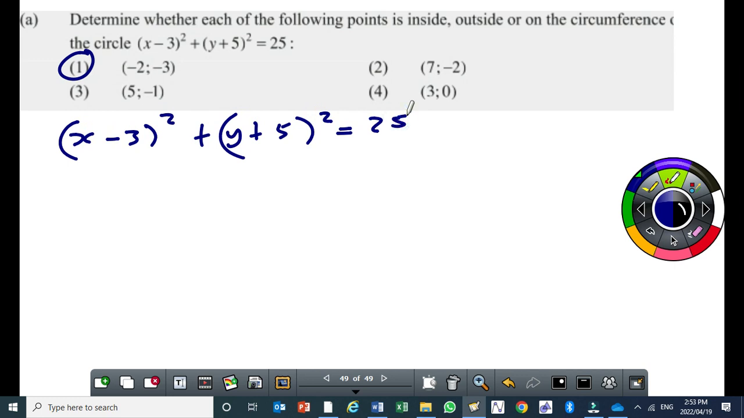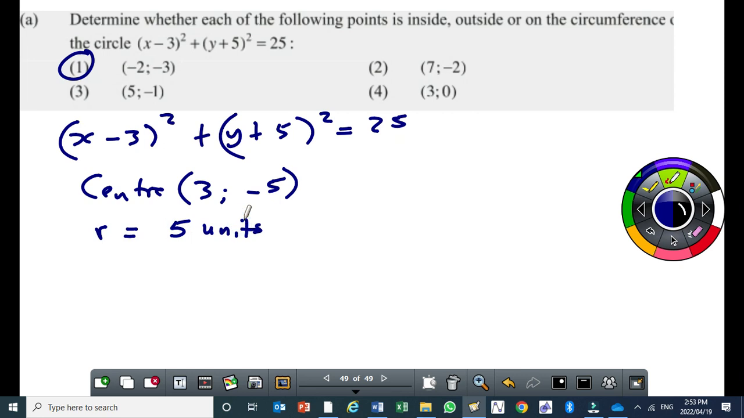Now, we are given our equation of our circle, x minus 3 squared plus y plus 5 squared equal to 25. Obviously, our center is going to be at x equal to 3 and y equal to what? Y equal to minus 5. The radius is going to be 5 units. Are you following that? Right. Now, if we want to determine whether this point here is inside the circle or outside the circle or is on the circumference, we just have to calculate the distance between that point and the center of the circle. So the distance between the point and the center of the circle, we use the distance formula.